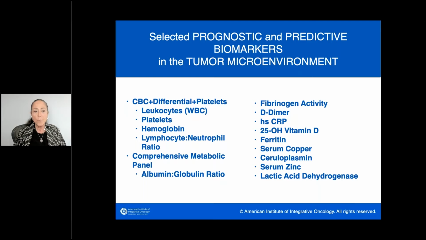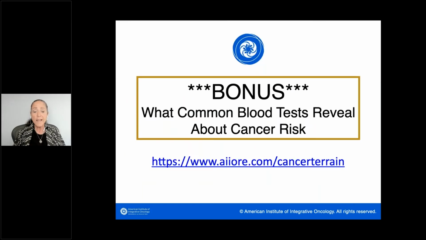So this is what we're going to talk about today. We're going to look at some prognostic and predictive biomarkers that reflect the cancer terrain or the tumor microenvironment, which is the signaling environment, the biosystem in which cancer has been permitted to arise and proliferate. We'll look at these biomarkers, and you'll get a sense of how to assess that in your patient.